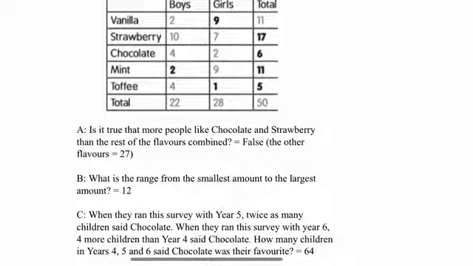And question C, when they ran this survey with year 5, twice as many children said chocolate. When they ran it with year 6, 4 more children than the year 4 lot said chocolate. How many is that in 4, 5 and 6? Well, the answer is 64. And that is the end of our maths for this week.